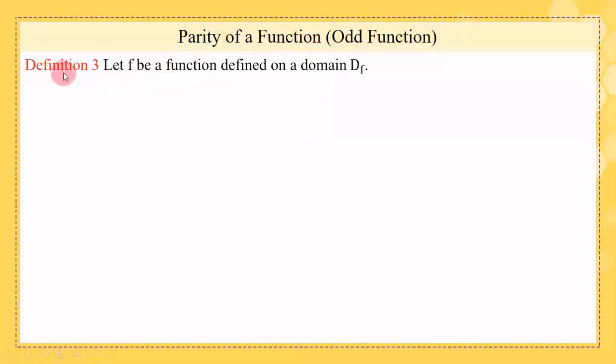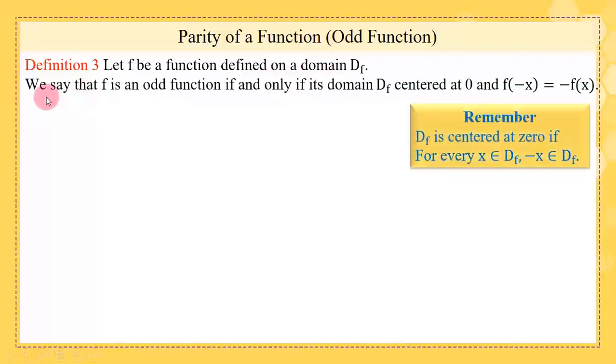Parity of a function, odd function. Definition 3. Let f be a function defined on a domain D of f. We say that f is an odd function if and only if its domain D of f is centered at 0 and f of minus x equals minus f of x. So in order to say that the function is an odd function, we have two conditions.